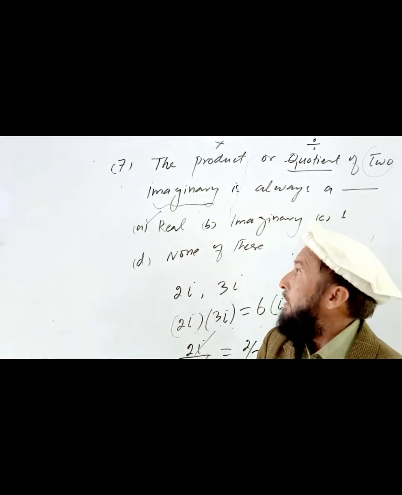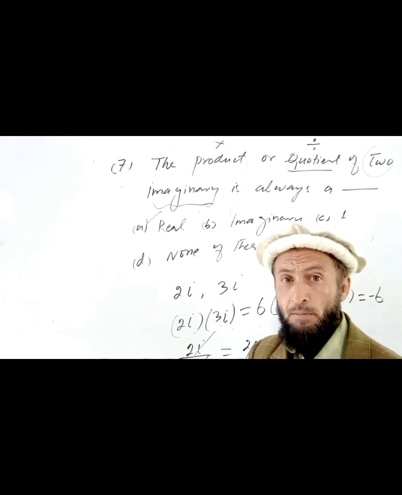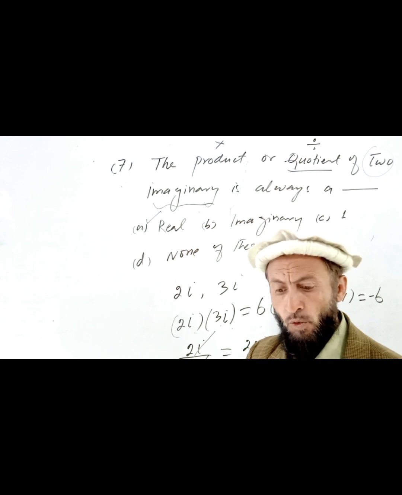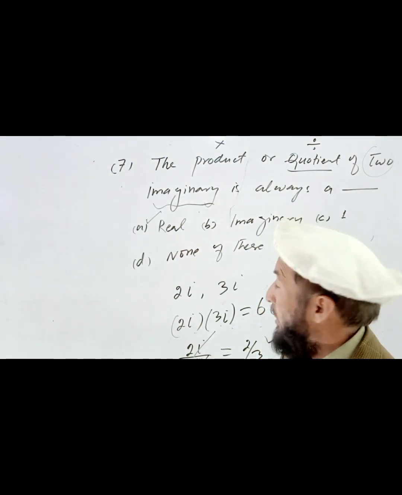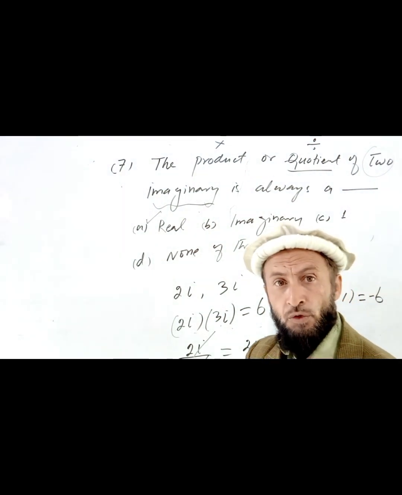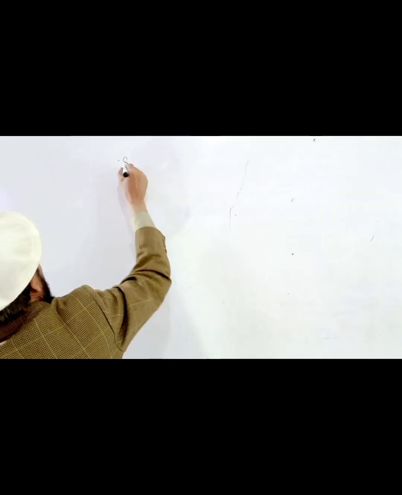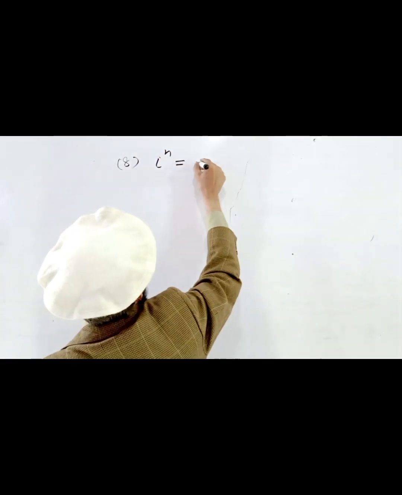This is a complex number we use in this form. Gauss was the mathematician who discovered the power of iota that we have discussed today. You must learn some rules. According to the general rules, iota power n is equal to what?